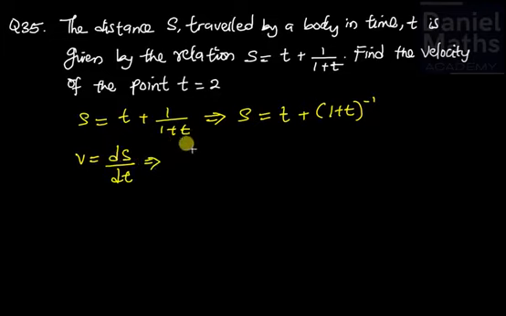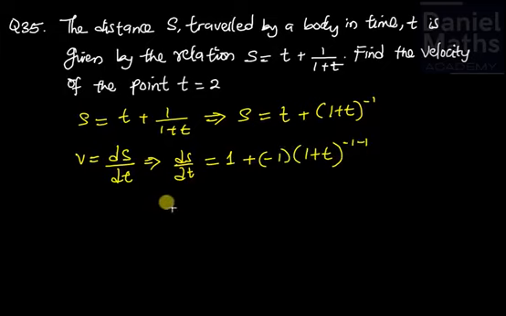So if we differentiate this, we will get that ds over dt is equal to, differentiate t, we get 1. Then plus, if we differentiate this, it will give us minus 1 times (1 plus t) all raised to power minus 1 minus 1. Okay, so that's what we have here. And then ds over dt is equal to 1 minus (1 plus t) raised to power minus 2. Alright, so this is what we have.